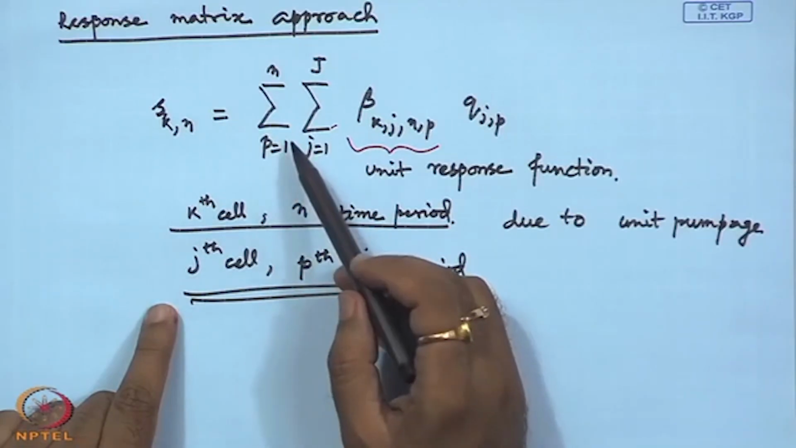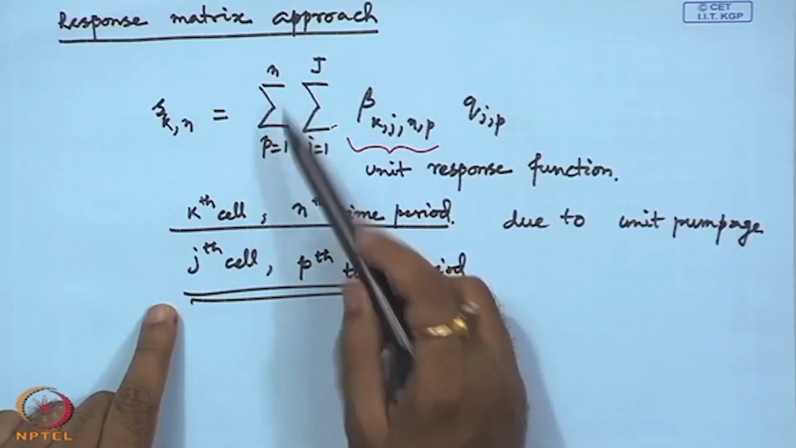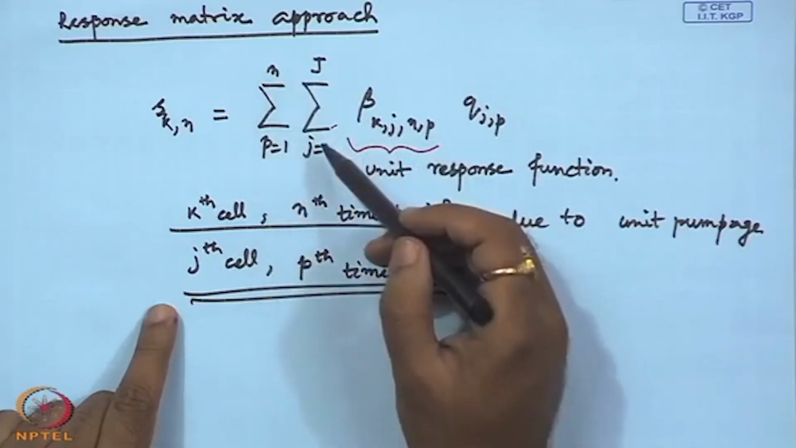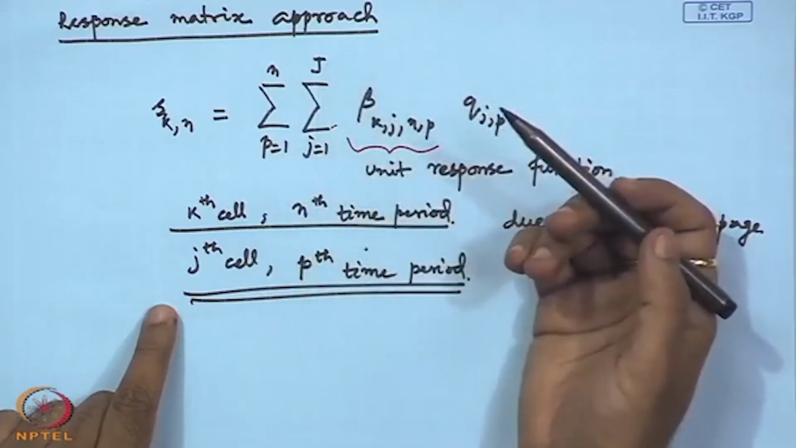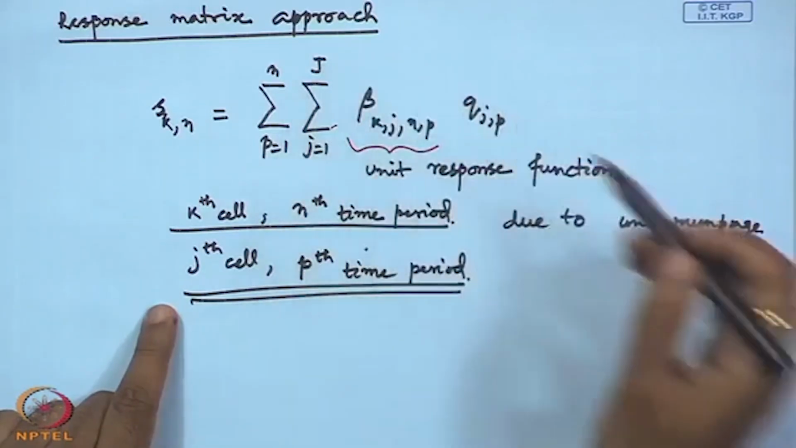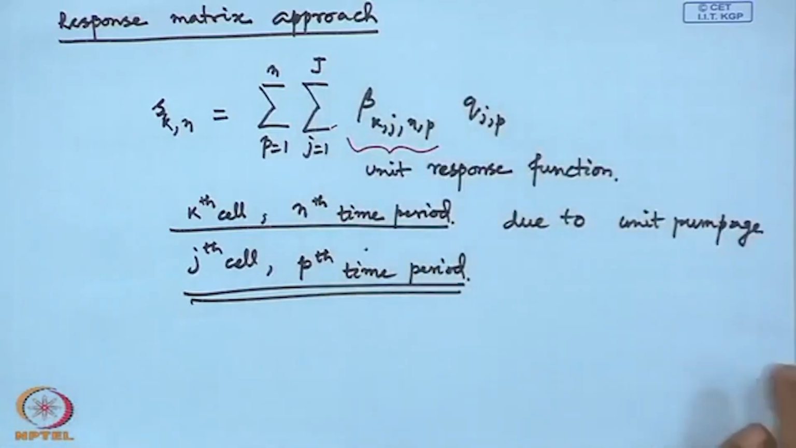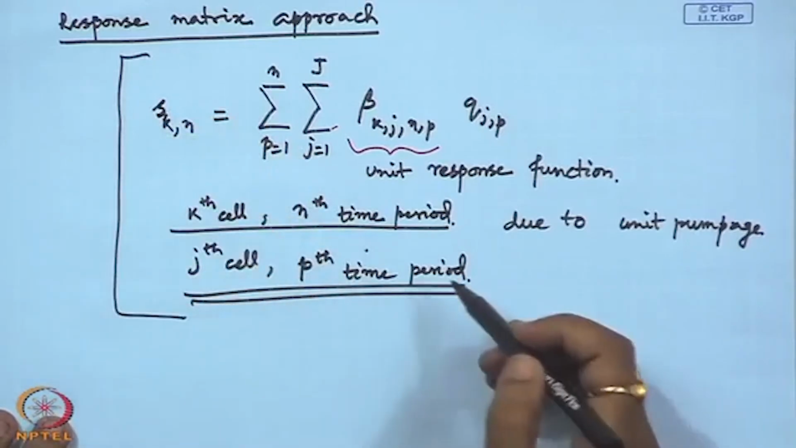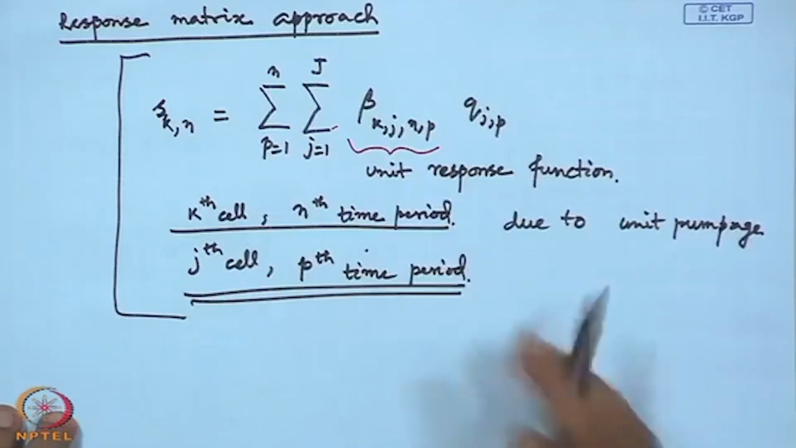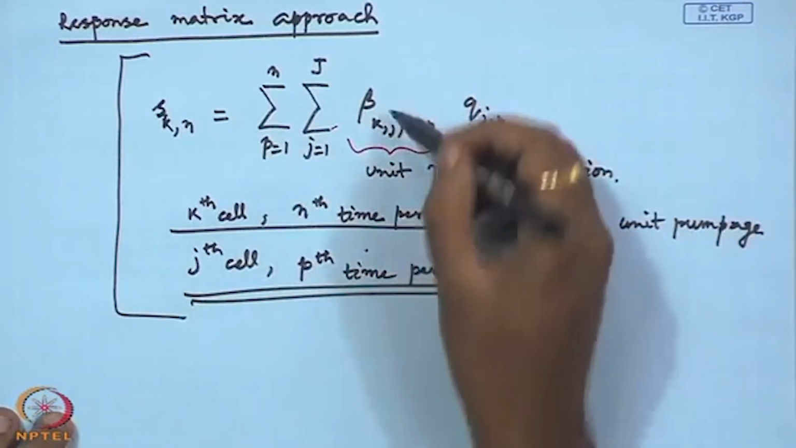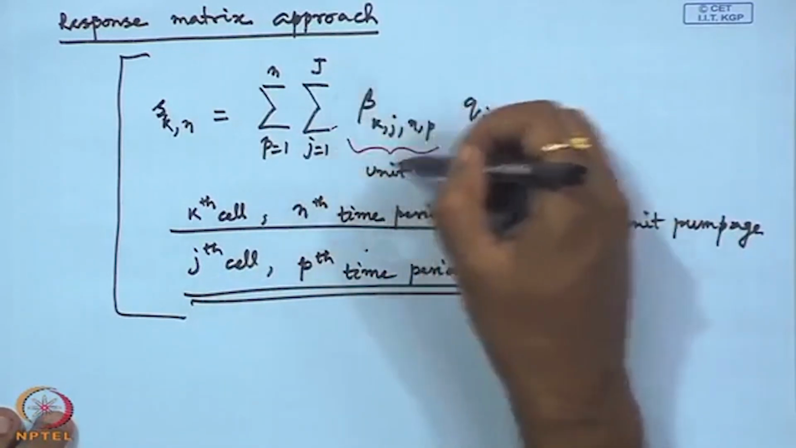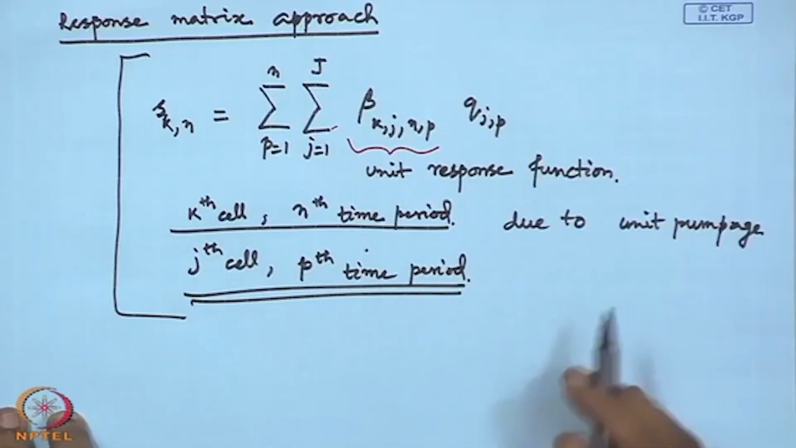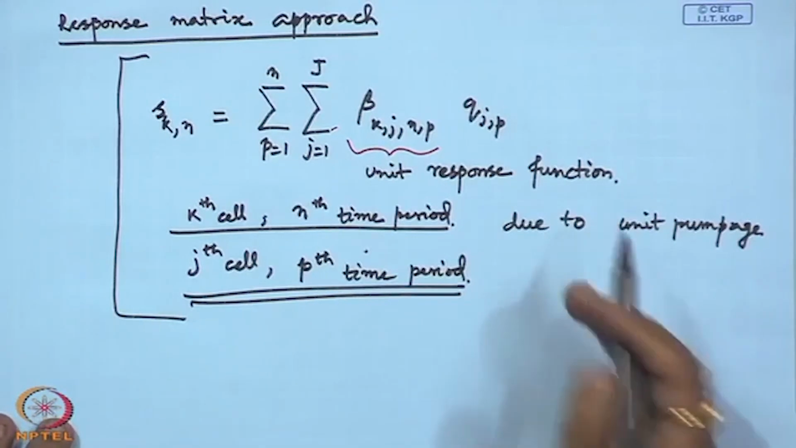time periods which are less than nth time period. So, starting from 1 to n, and j we need to consider all possible cell locations. So, we can replace our binding constraints with this particular expression. These unit response functions can be obtained by simulation of the original simulation model.